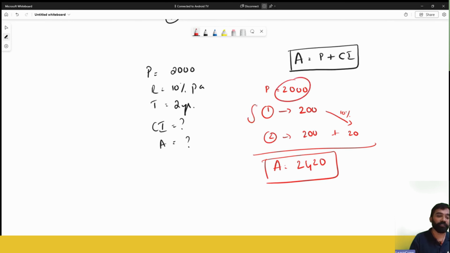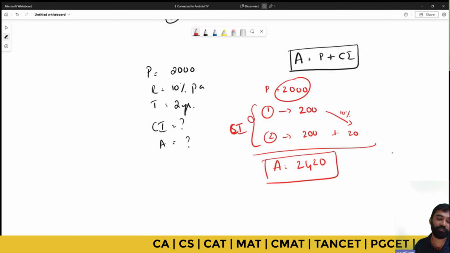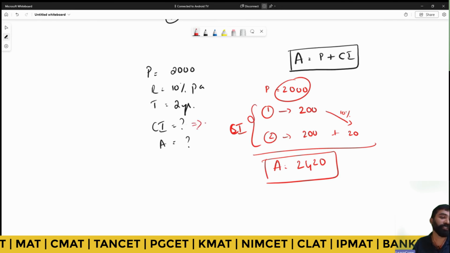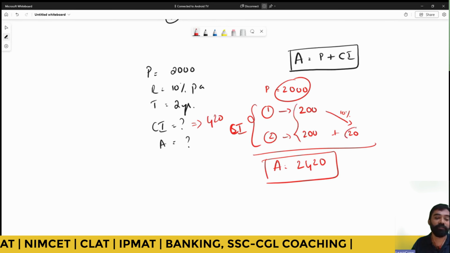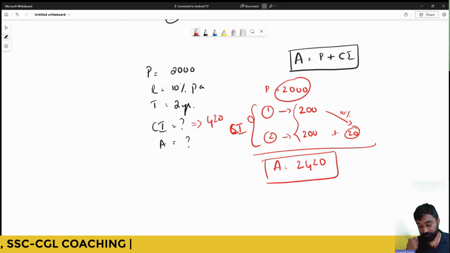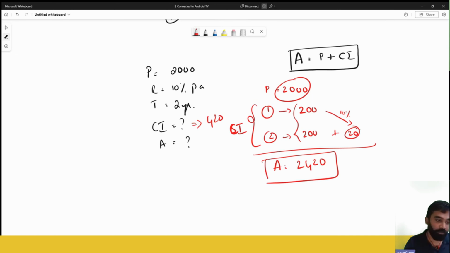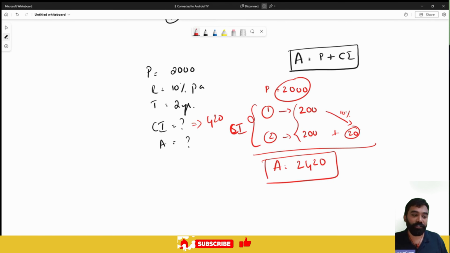The principal plus the compound interest is going to give you the amount. If this is the amount, what is the compound interest? 420. This one. 400 plus 20 is going to give you 420. It is as simple as this. But you need to understand how this compound interest works. Interest is going to be on the interest component also, in the second and the consecutive years.